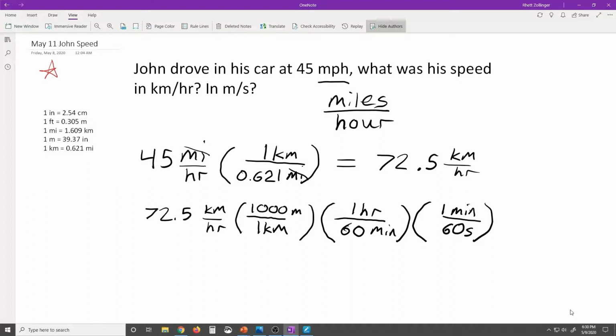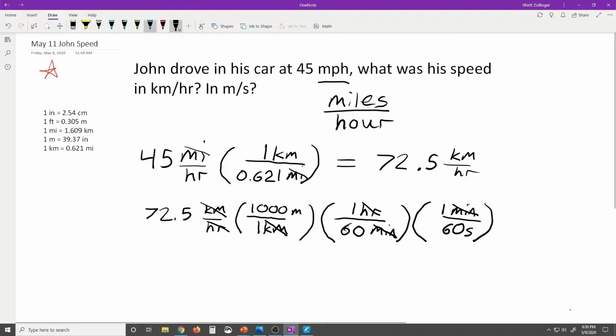All right, now I have 3 conversion factors here. Let's go through and see if I get what I want. Kilometers and kilometers cancel. Minutes and minutes cancel. And hours cancel. So what I'm left with, let's see, I'm going to highlight this. I'm left with meters and seconds, which is exactly what I want. It's actually a little ugly, so I'm going to write this out again just so I can clearly see it.